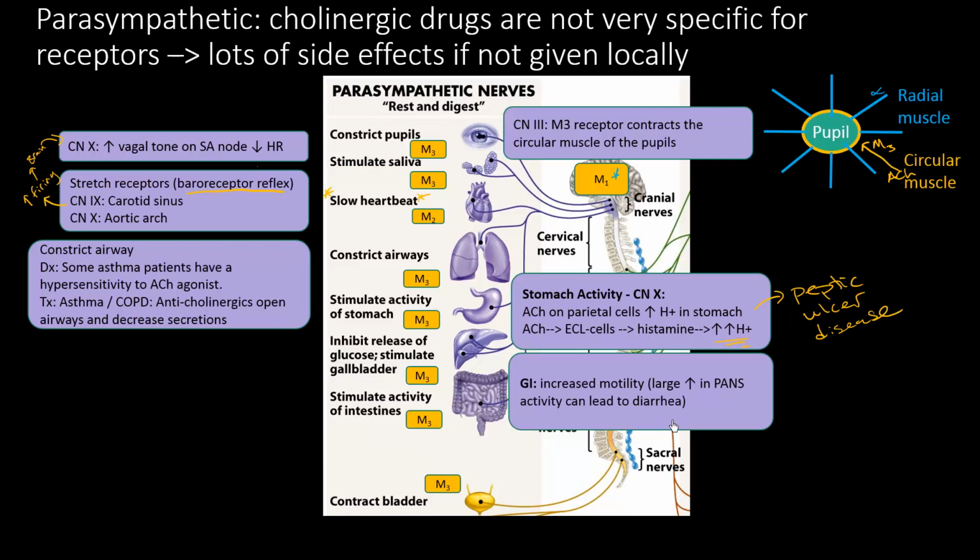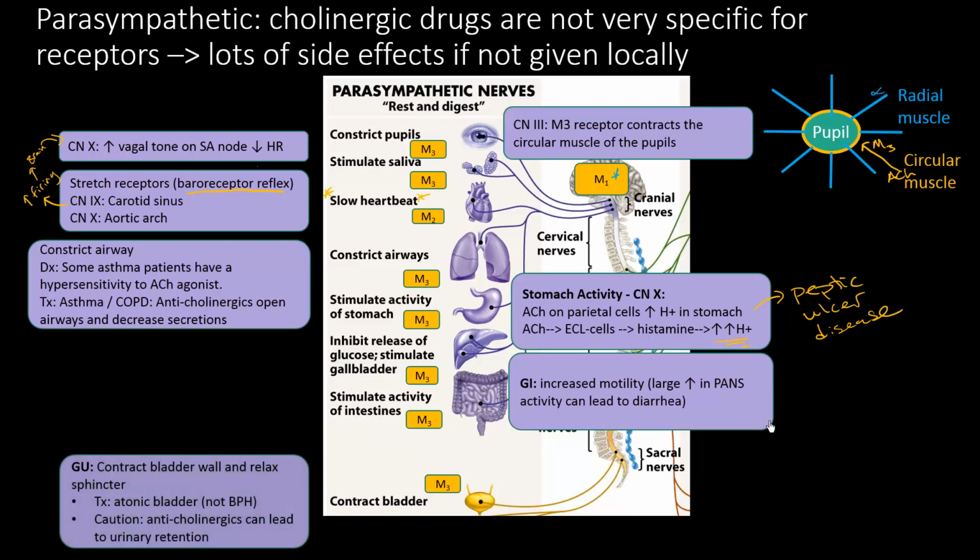And how would you differentiate this diarrhea from, let's say, food poisoning? Well, you would see diarrhea, but you would also see a decrease in the heartbeat. You would see lots of secretions and constricted pupils. So this goes together, and that's why you need to understand the system as a whole.